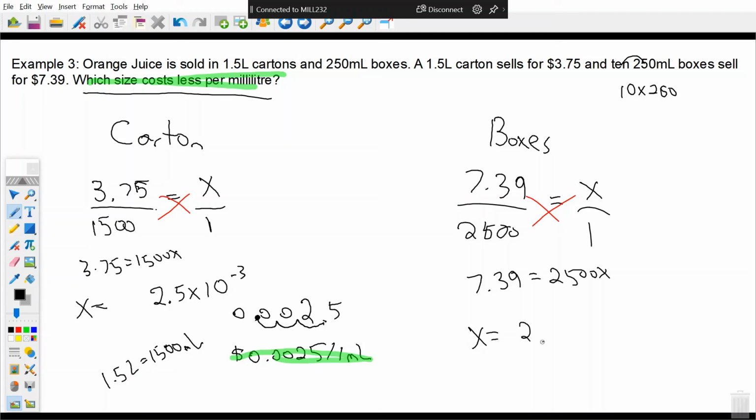I'm getting 2.956 times 10 to the negative 3. Maybe your calculator doesn't show you that. Maybe it gives you the actual decimal. Again, if we had to convert that, we go 2956, removing the decimal 3 spots: 1, 2, 3. So now for this one, you were paying 0.002956 per 1 milliliter.